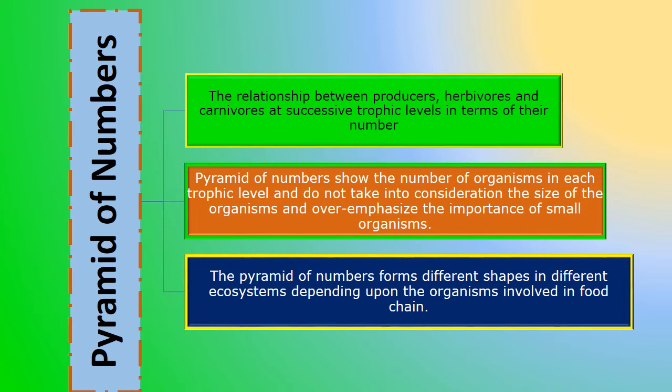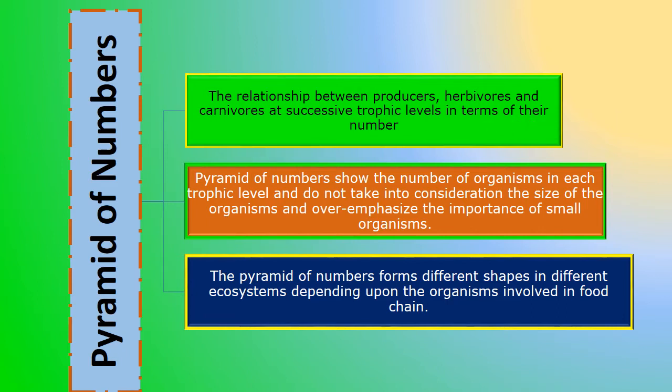Well, first of all, let me discuss the pyramid of numbers. These pyramids show the relationship between producers, herbivores, and carnivores at successive trophic levels in terms of their number. They show the number of organisms in each trophic level and do not take into consideration the size of the organism, and they overemphasize the importance of small organisms.